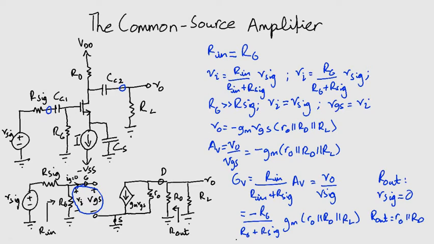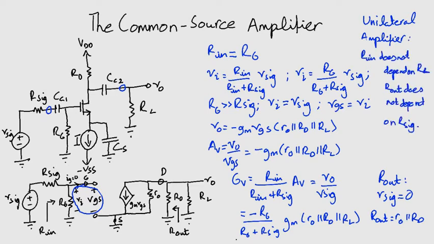This is an example of a unilateral amplifier. That is, the input resistance does not depend on the load resistance. Similarly, the output resistance also does not depend on the value of the internal resistance of the signal source. The opposite of that is the non-unilateral amplifier. In this course, we are not going to be seeing them. We will, however, see them in later courses.